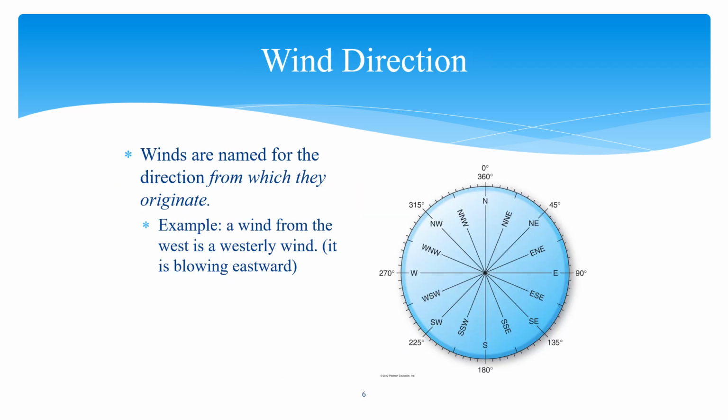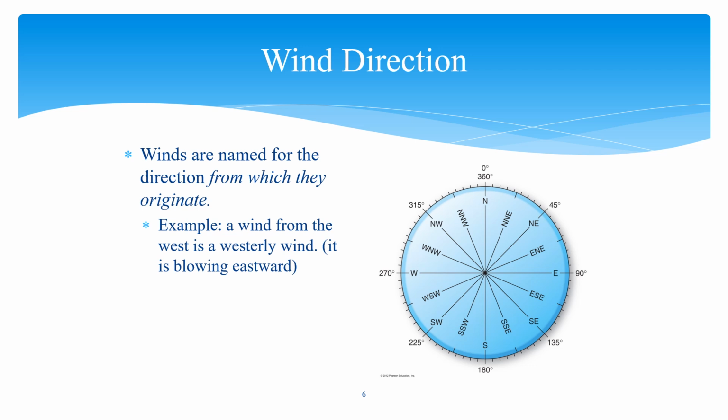Wind direction, we use a compass. That is how we describe our winds. When we come up with names for winds, they are basically referred to based on the direction they're coming from. Winds are named for the direction from which they originate. Almost always. There's just one little exception.